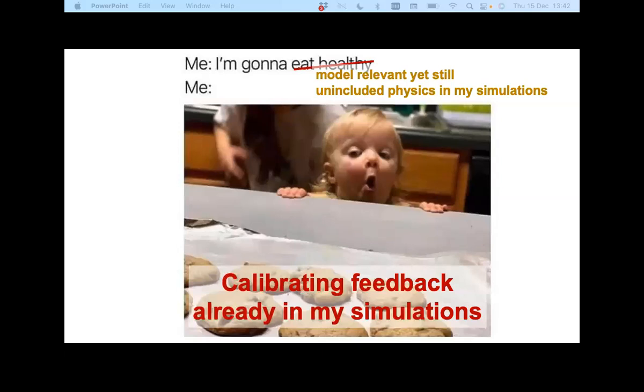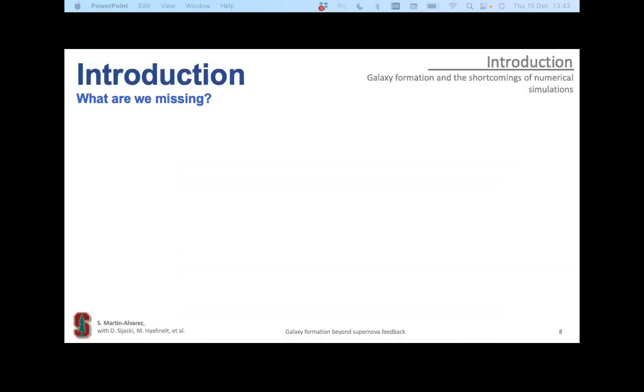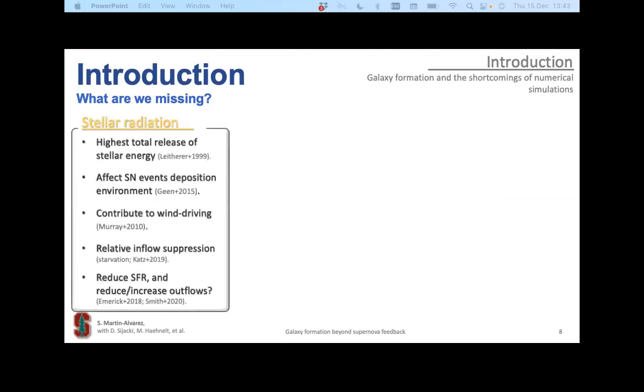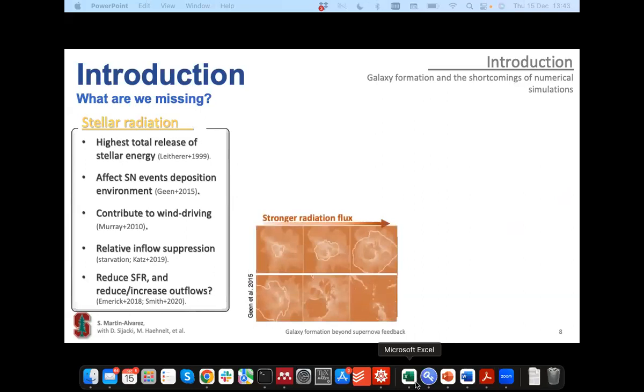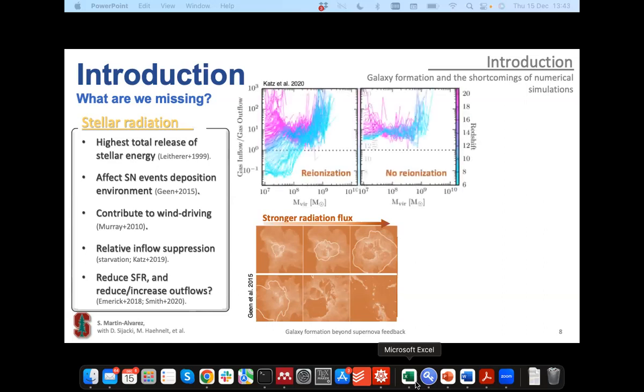Calibrating feedback is a useful mechanism to get realistic galaxies that we can use as an ensemble to just study populations. But some of the things we are missing, and these are the ones that I'm going to be studying here, are, to start with, stellar radiation, which we know for a fact is the biggest contributor from stars in terms of integrated energy into the ISM, but that's not perhaps the most important part. One of the very interesting things about including radiation is that it preprocesses the gas where supernova events are going to take place, which implies that your supernova events are more effective, taking place in colder and more diffuse environments.